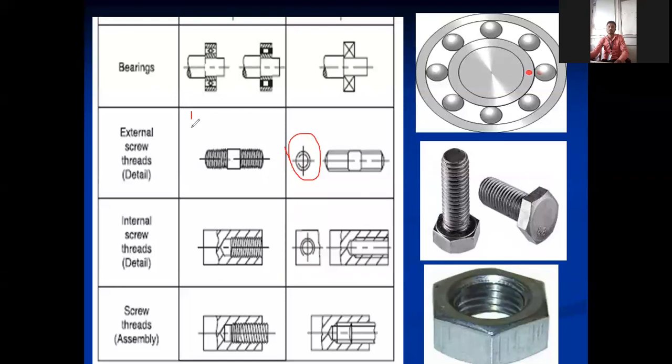Further, suppose one more symbol, or we can say convention, is there. Suppose such a component is there and two lines are drawn very near to each other, with hardly 1 mm distance. When two lines are drawn near to each other like this, it means it is a threading. So circles are there: external threading, external circle is complete; internal threading, internal circle is complete. So this symbol and this symbol. Then the assembly, you can also remember how it is, though it is not necessary.